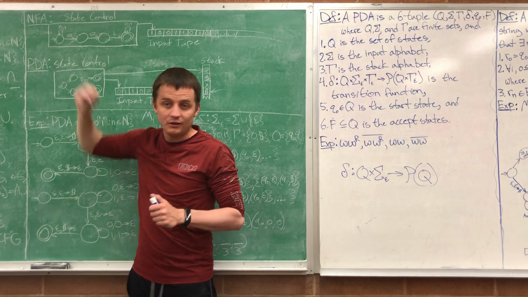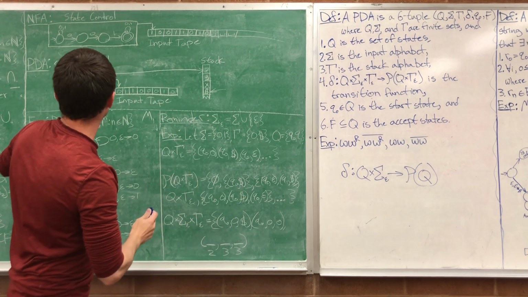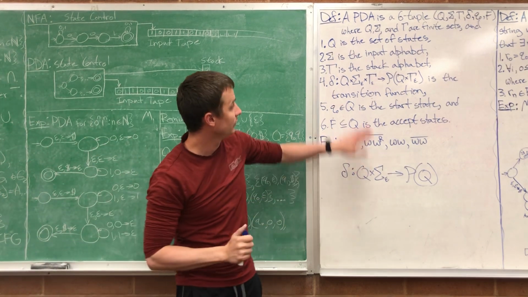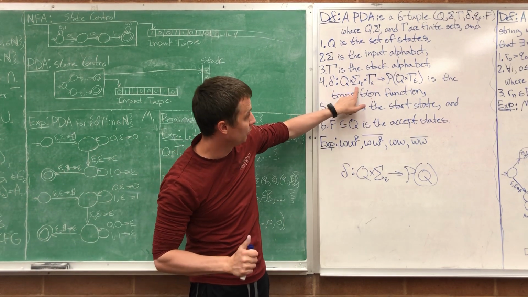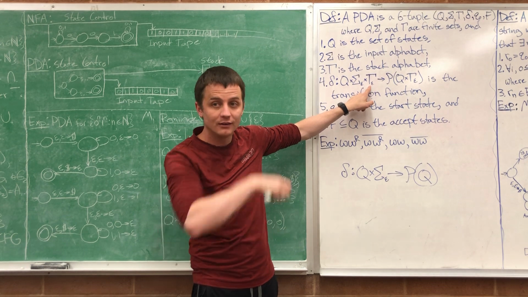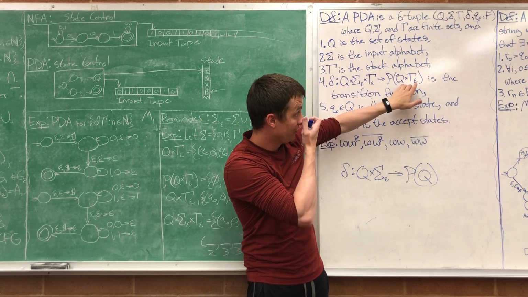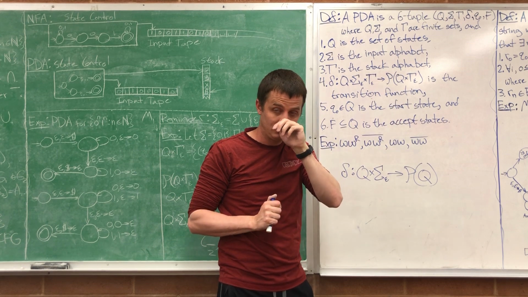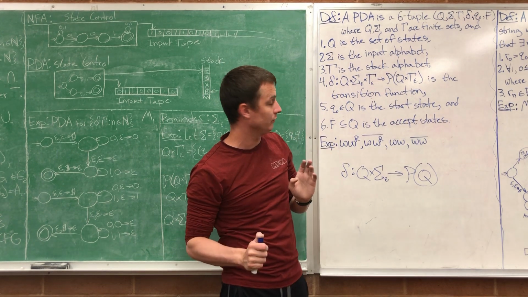Now we're taking as our input the state along with the symbol you're reading, along with the symbol you're popping off the stack. So now your state, the symbol you're reading, the symbol you're popping off the stack, and the possible things that you could put on the stack along with the possible states you could end up in. And since it's non-deterministic, there's many of them.